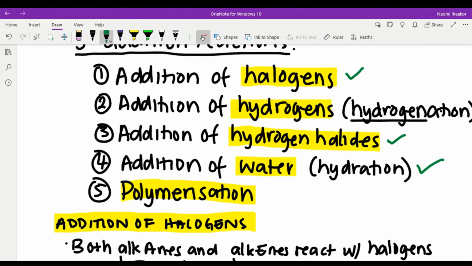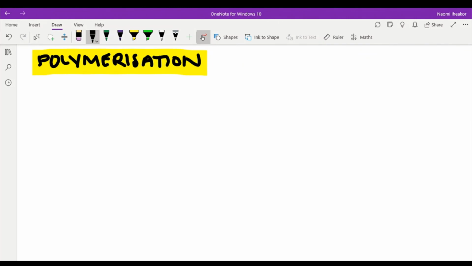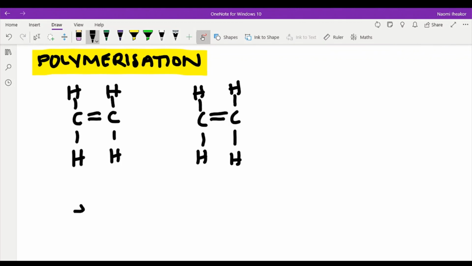The last type of reaction that we need to look at for our alkenes will be our polymerization reaction. So in terms of polymerization, let's say we have two ethene molecules. We've got ethene, and we've got ethene here. Now we can add these two together. How do we do that, you might ask? Well, obviously being an addition reaction, we're going to break our double bonds.